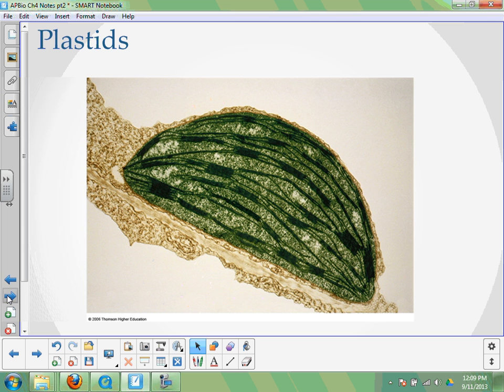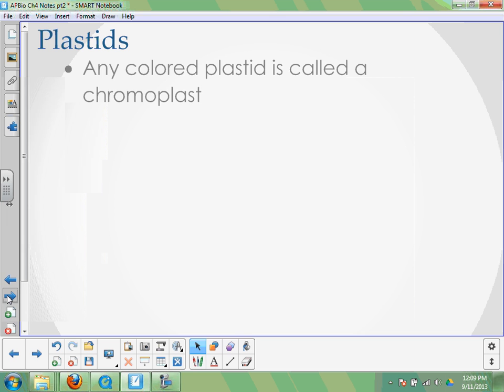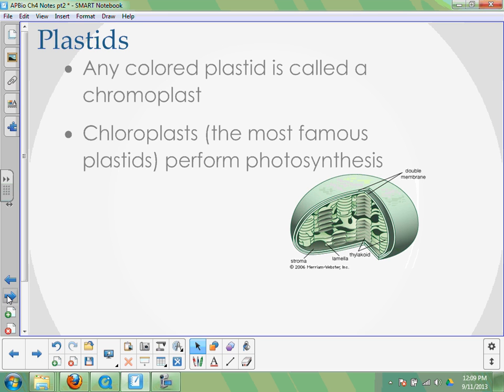Another very fascinating organelle that we find in some plants, in plant cells, are plastids, and this is a colored electron micrograph of a particular plastid here, and they picked green for a reason. But plastids come in a couple different types. If it's a colored plastid, it's called a chromoplast. The prefix chromo means color. And the most famous chromoplasts definitely are the chloroplasts. The prefix chloro means green. Chlorine gas is a green gas, that's how it got its name also.